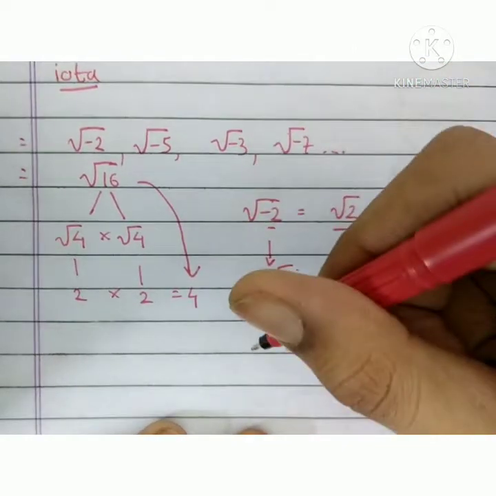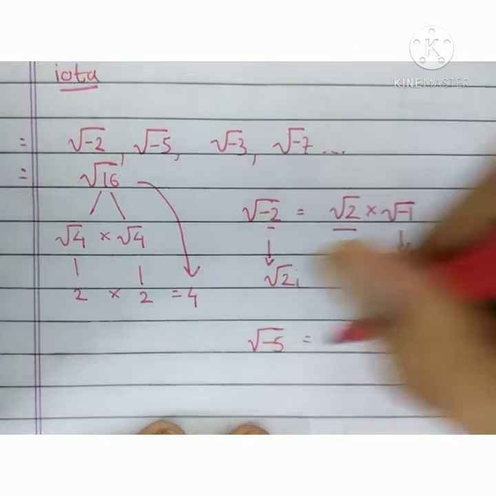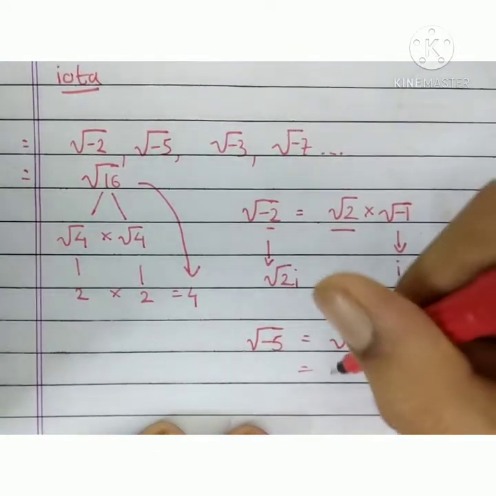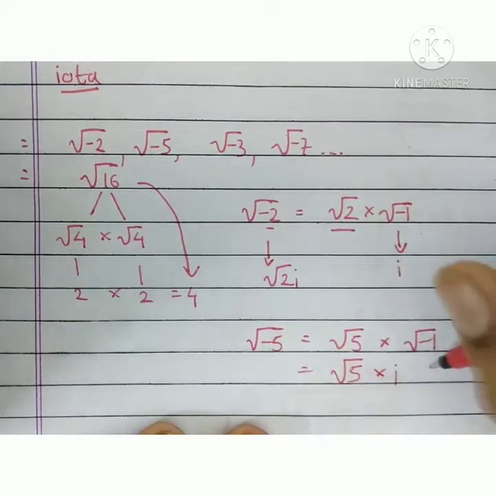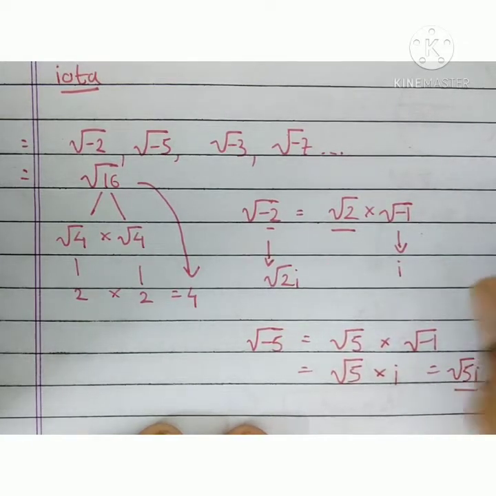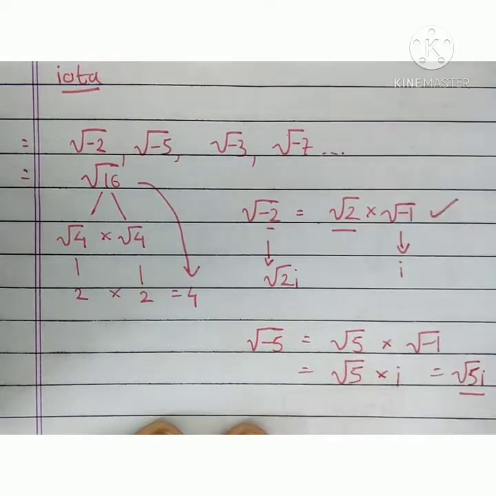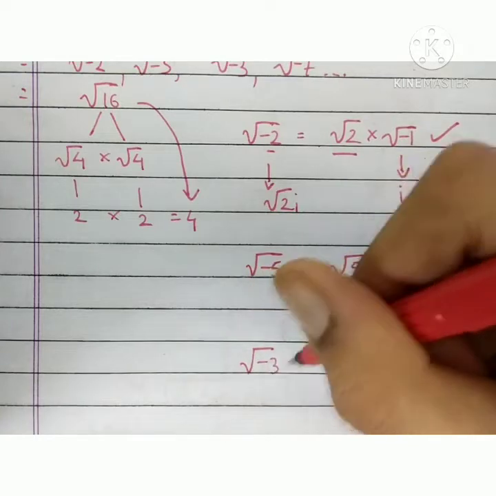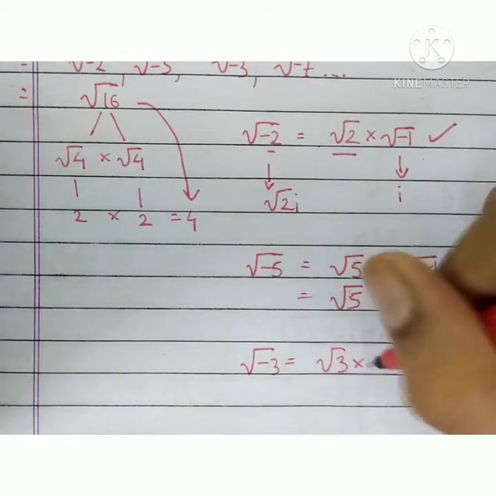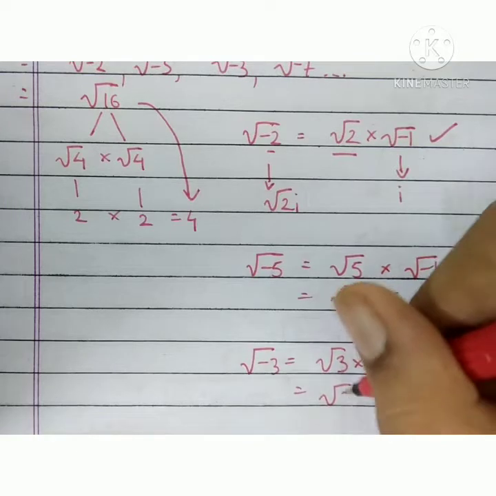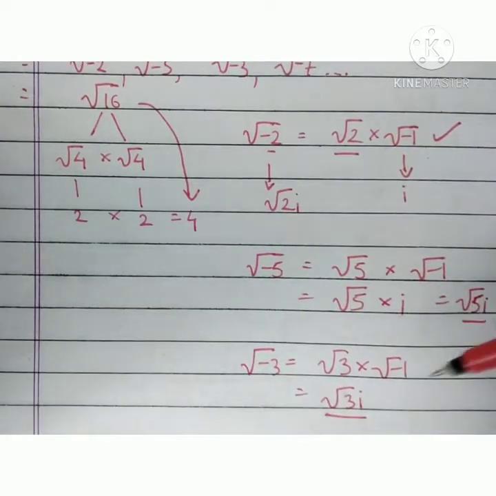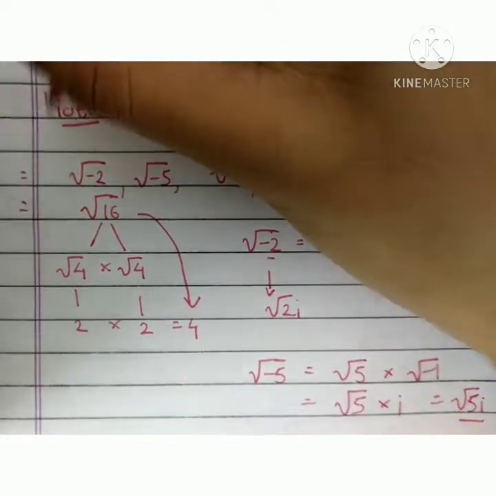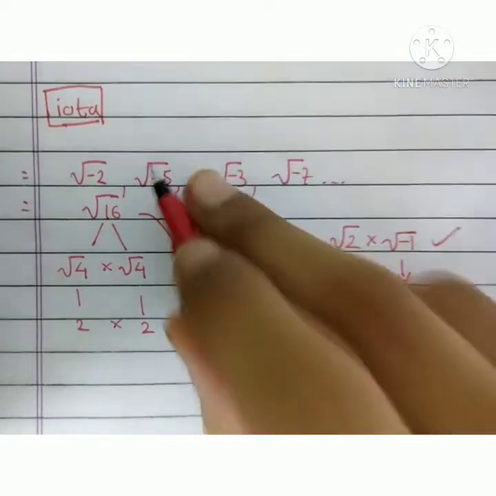Likewise, root minus 5. If we split it, it is root 5 into root minus 1, which is root 5 into i, which is root 5 i. i is nothing but root minus 1. Likewise, we can also solve root minus 3, which is root 3 into root minus 1, which is root 3 i. So like this we have a complex number which is usually named iota. This whole complex number chapter is based on iota only.